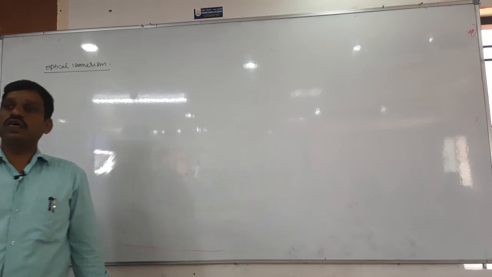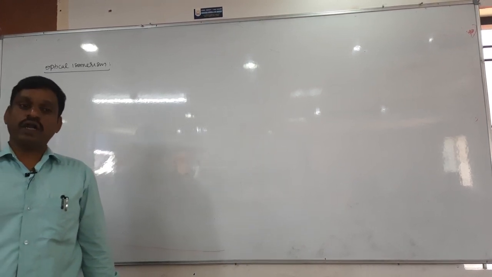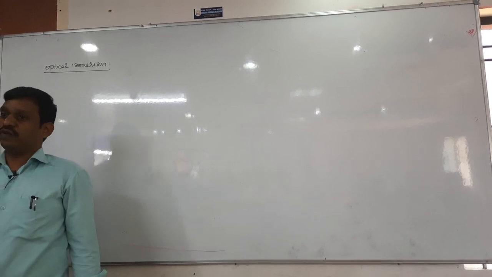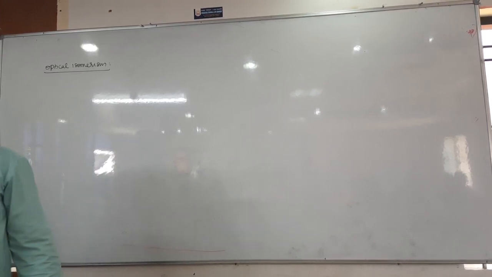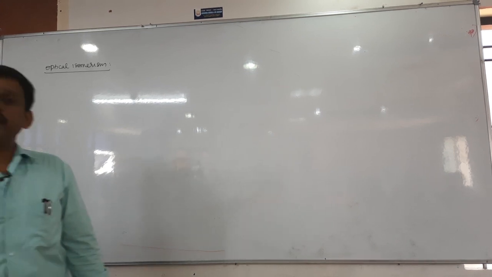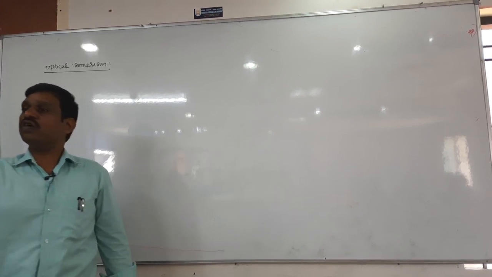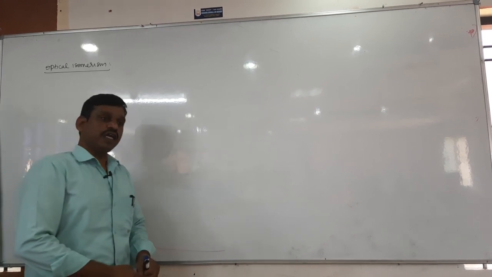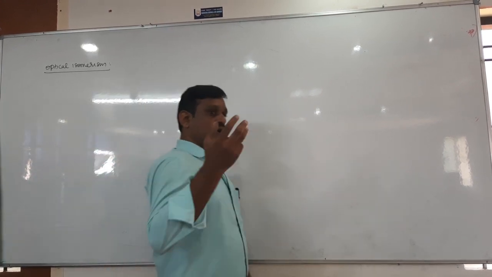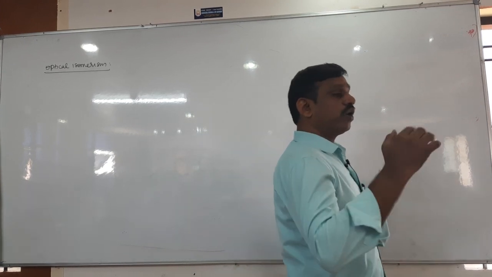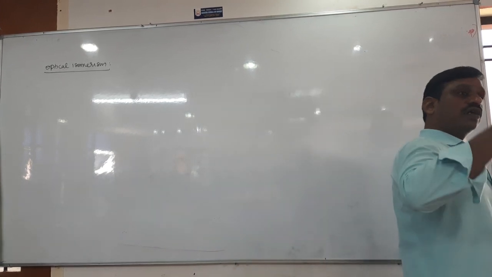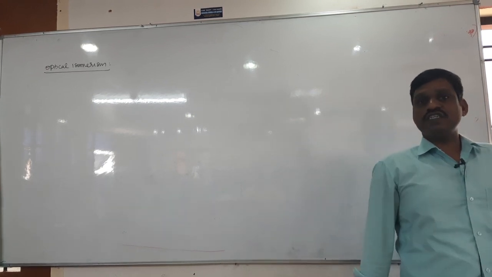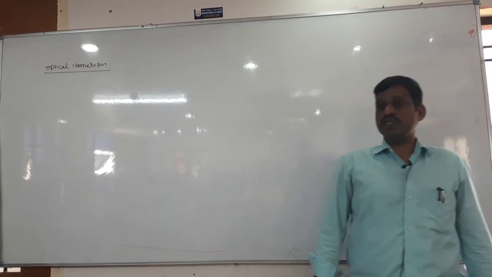Okay, next is optical activity, optically active compounds. What is optical activity? It is a property of a substance to rotate the PPL to either the right side or the left side. And what is an optically active substance? The substance which can rotate the plane polarized light either to the right side, clockwise direction, or anti-clockwise direction, that is the left side, is called an optically active substance.